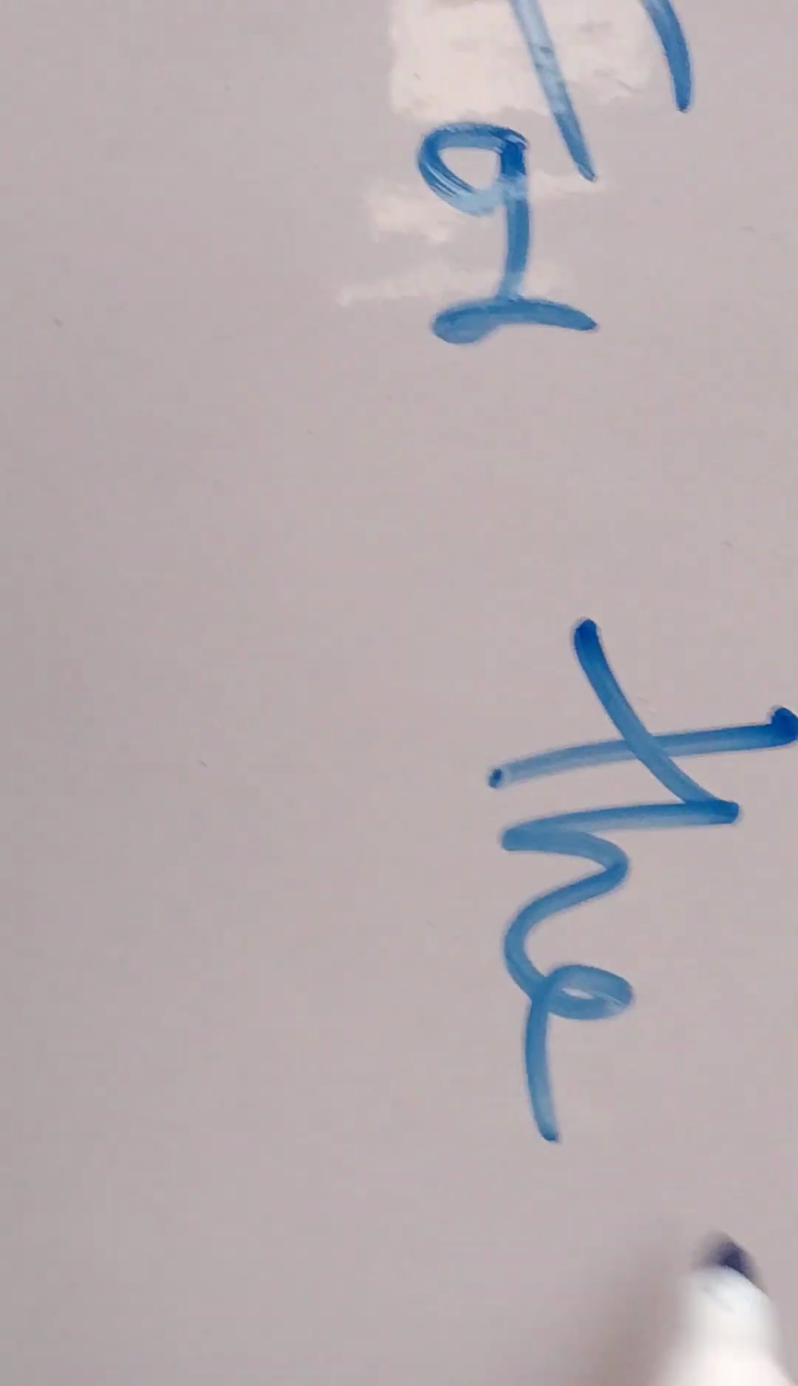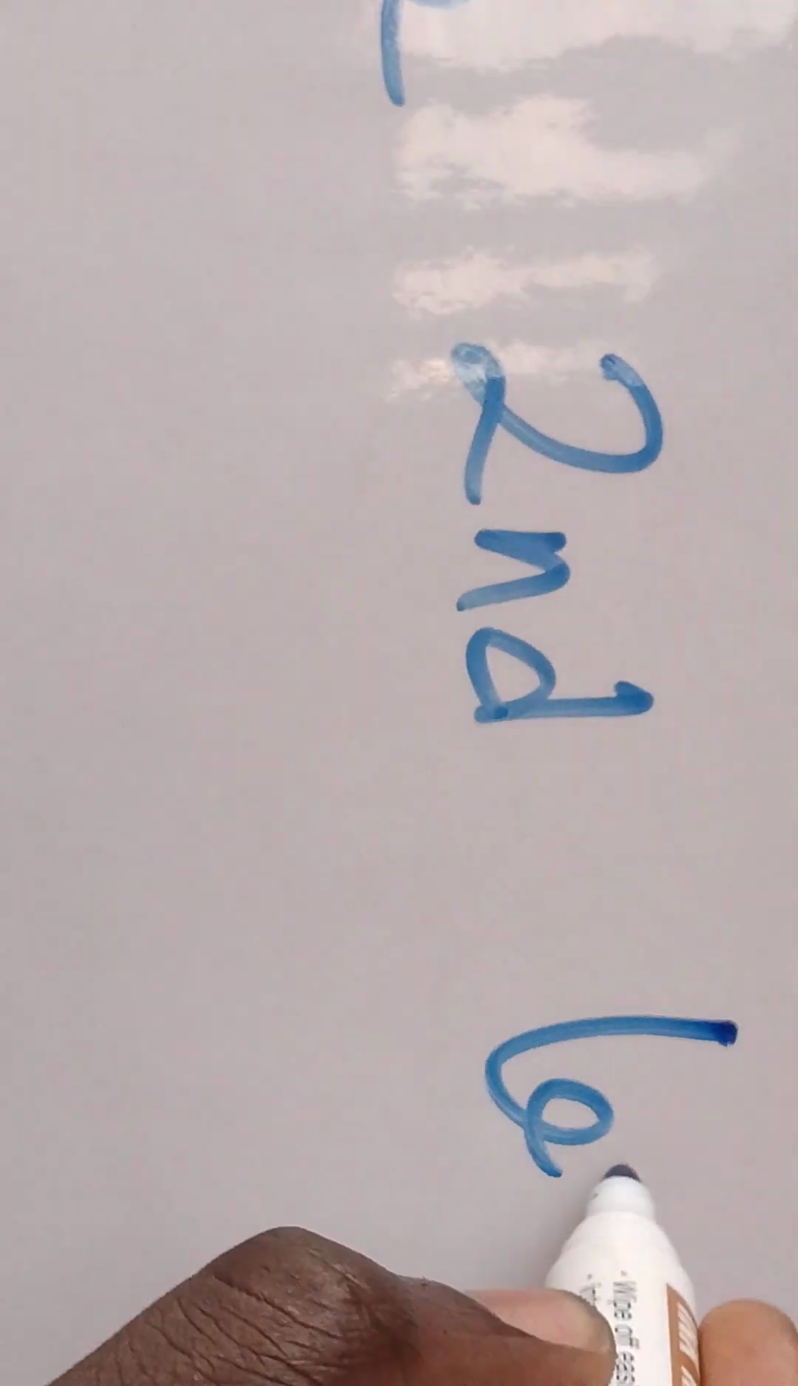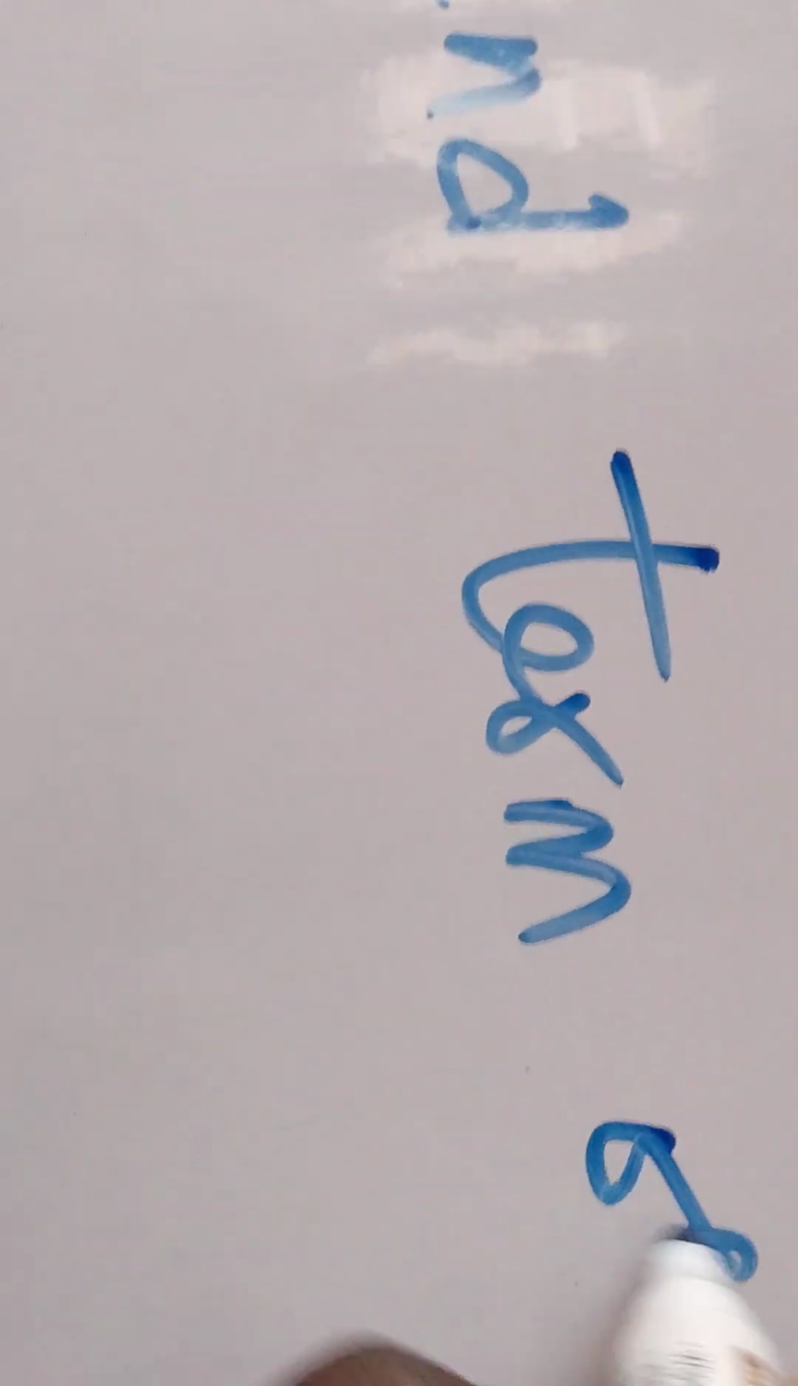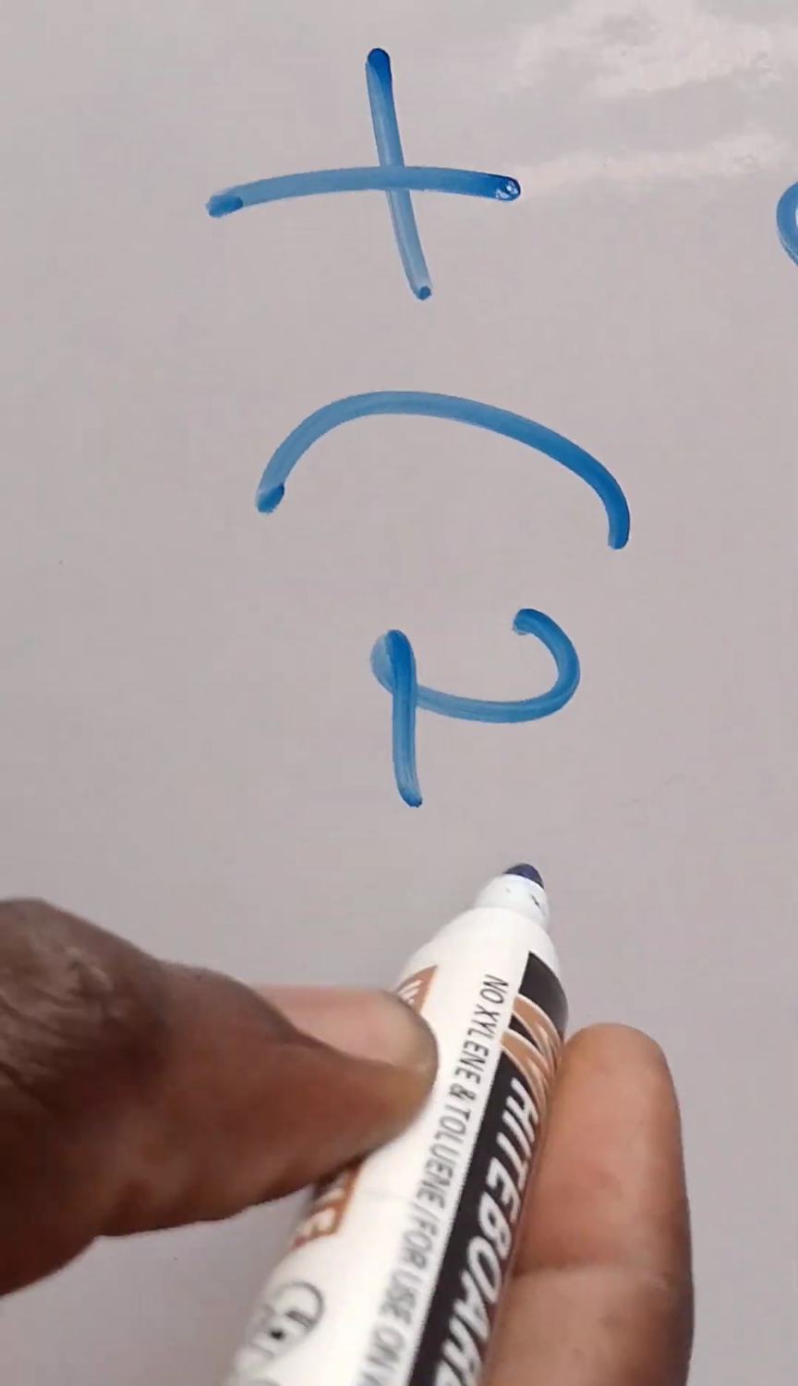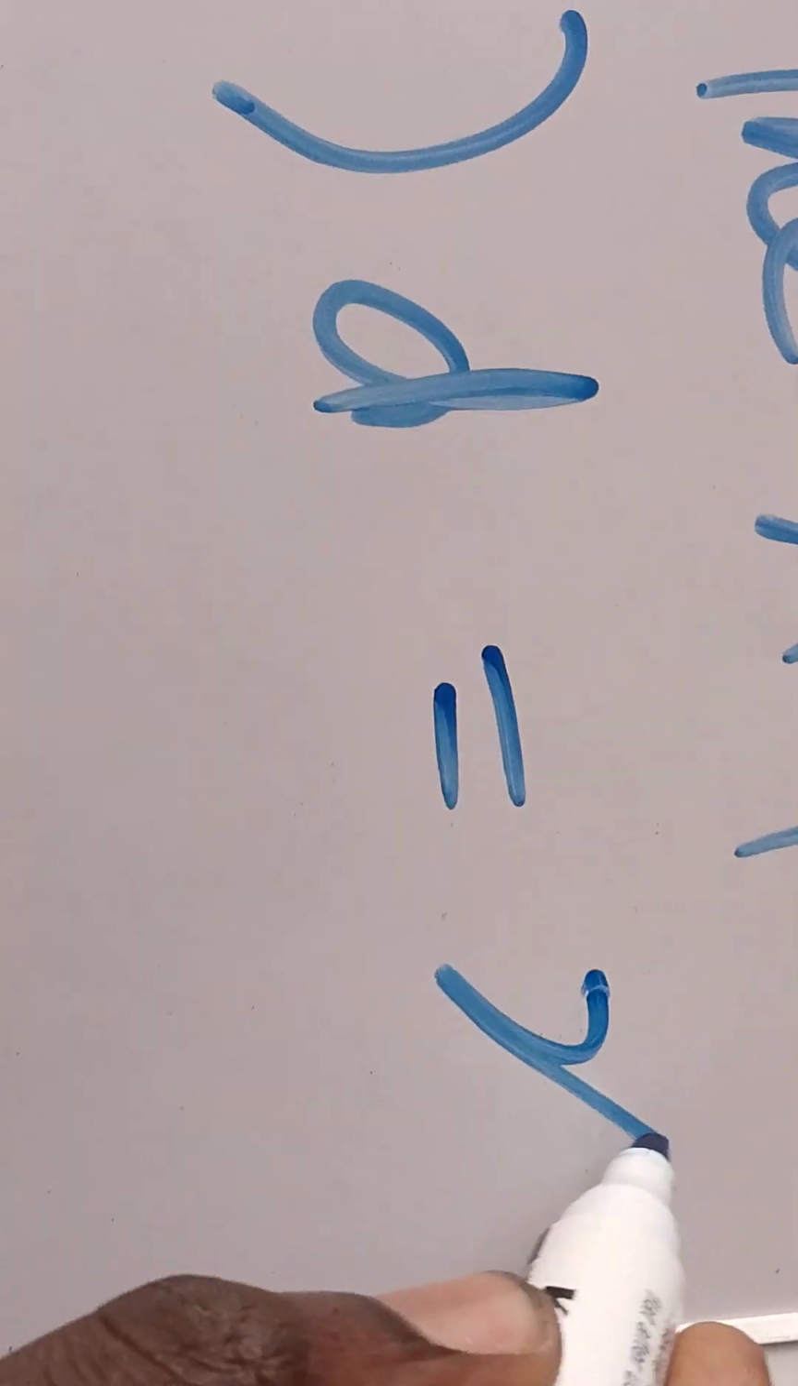So for the second term of the arithmetic progression, the second term of the AP, I have that T2 will be equal to A plus open bracket 2 minus 1 times D. However, the value of T2, if you look back here, is equal to X. That is, T2 is equal to X. So you come here, you equate it to X.